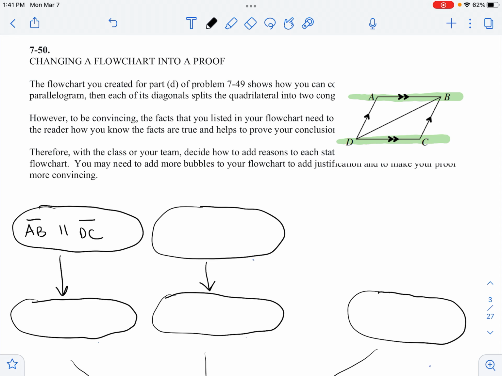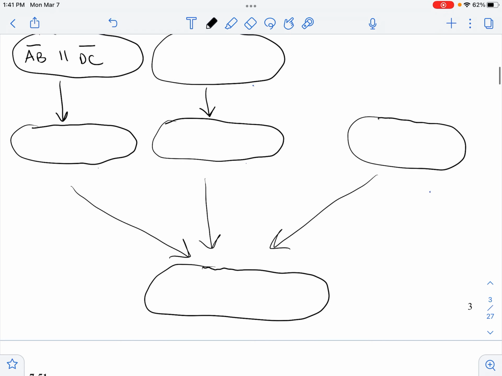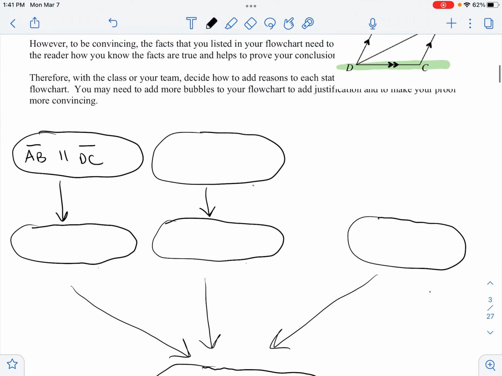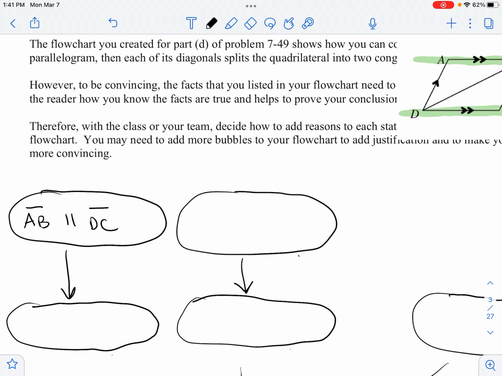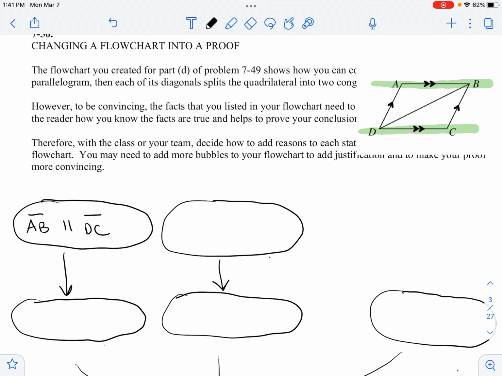And underneath each bubble, we are going to give a reason. Before, we just gave a reason at that very last bubble, but now we're going to give a reason for each one of these. We're going to be more specific so that there are no holes in our argument for why we're proving something is true. So how do I know that these lines are parallel? Because it was given to me in the picture. So that's what we're going to write right underneath the bubble, that that information was given.